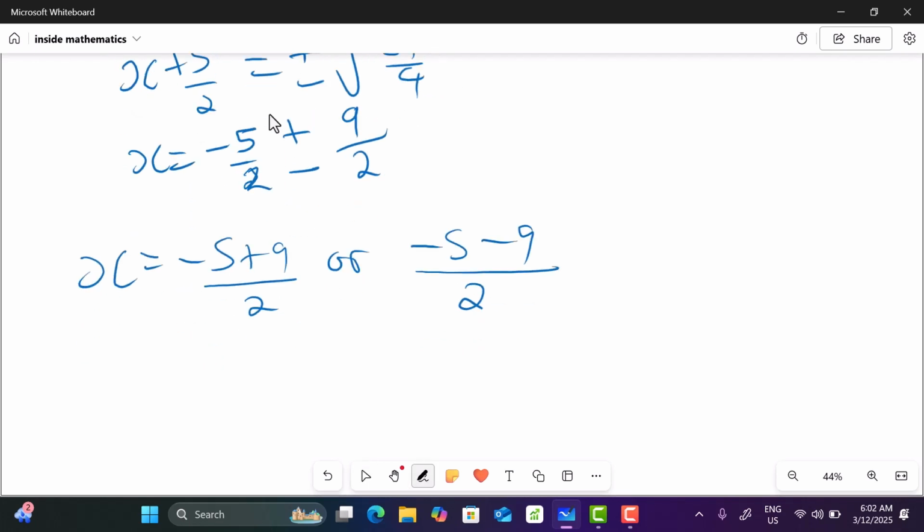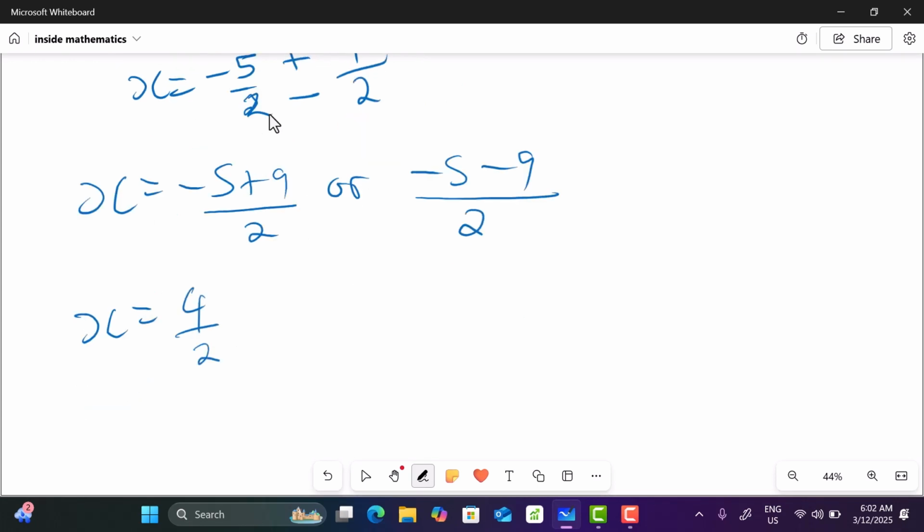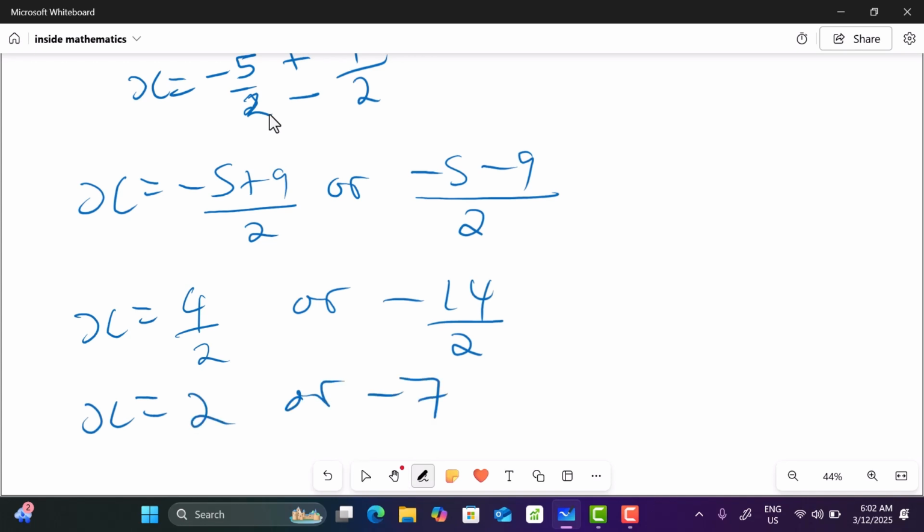So by the end of the day, x will be equal to 4 over 2 or minus 14 over 2. After simplifying, x equals 2 or minus 7.